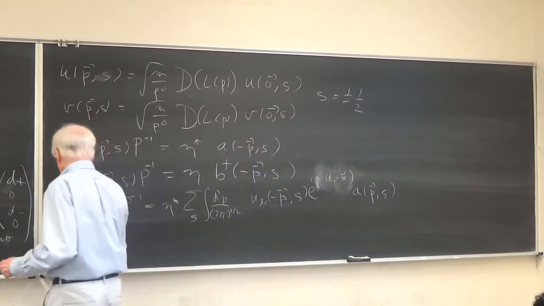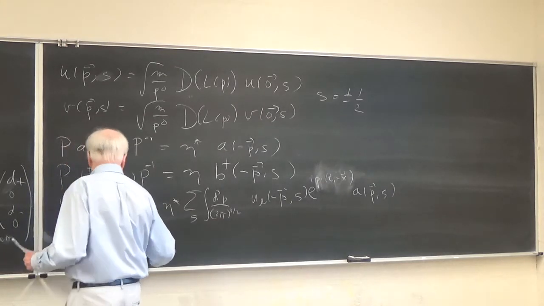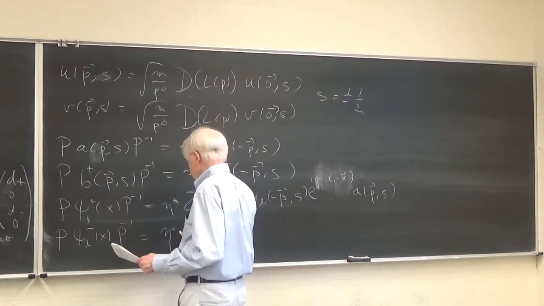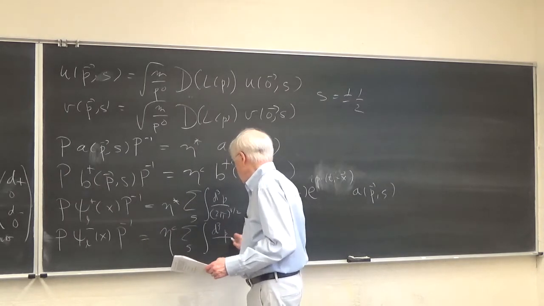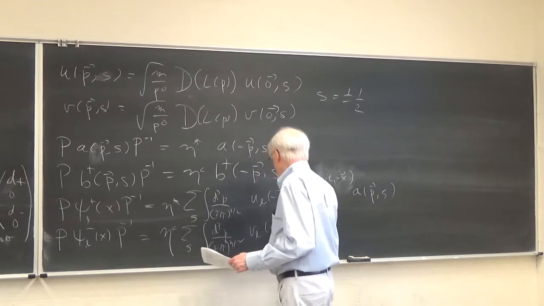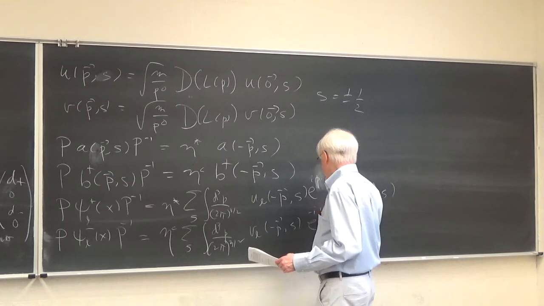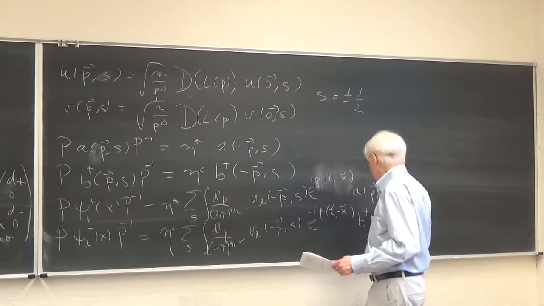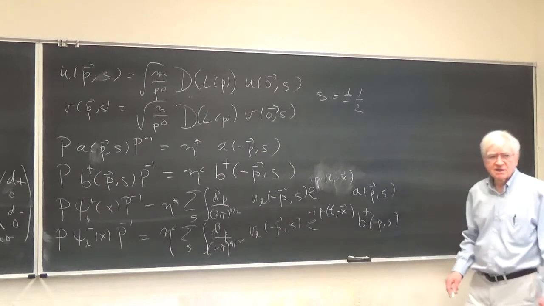And the same thing on psi minus L of x. All right, I'll put in Weinberg's C there. Sum on s, integral d3p over 2 pi to the 3/2, v L of minus p and s, e to the minus i p dot t minus x, b dagger of p and x.